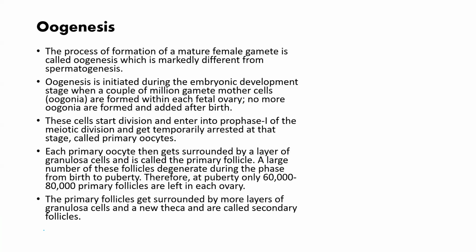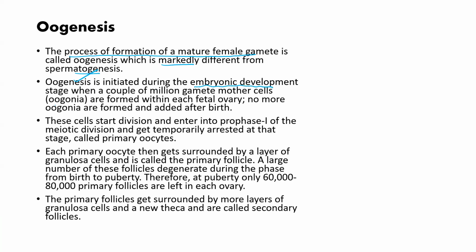In this video, we are going to study oogenesis. So what is oogenesis? It is the process of formation of the mature female gamete, and it is different from spermatogenesis. Why do we say it is different? Because this process starts during embryonic development only.